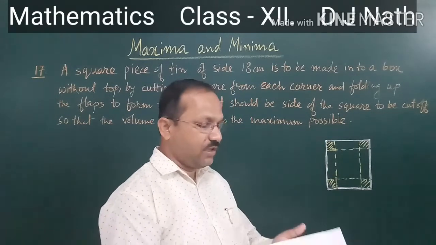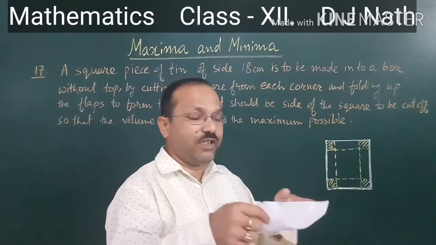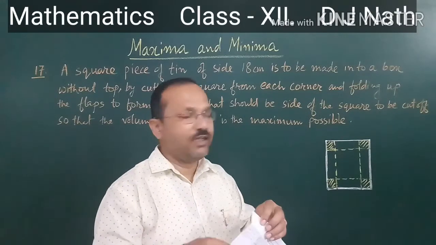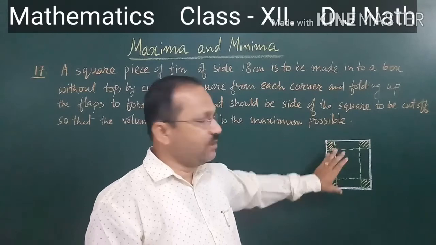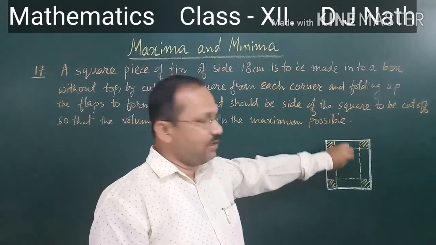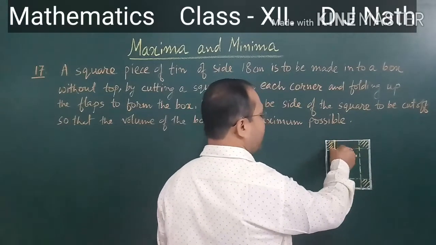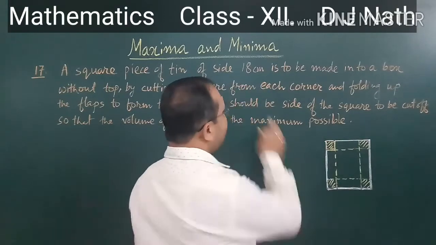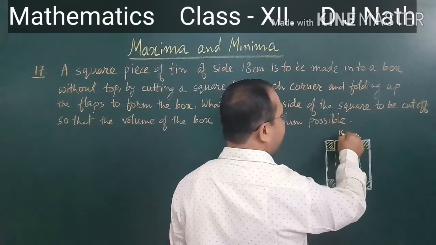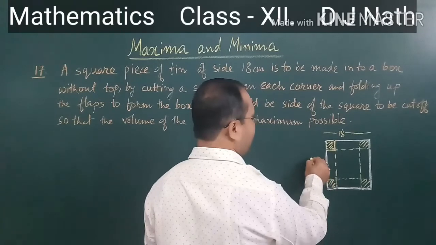That box is an open box, and it should contain the maximum. So how much from each corner do we have to cut? What should be the side of the square we have to cut off so that its volume becomes maximum, meaning it can hold maximum liquid or whatever. It is given that its side is 18 centimeter. Total length is 18 centimeter. It is a square, so here also it is 18.